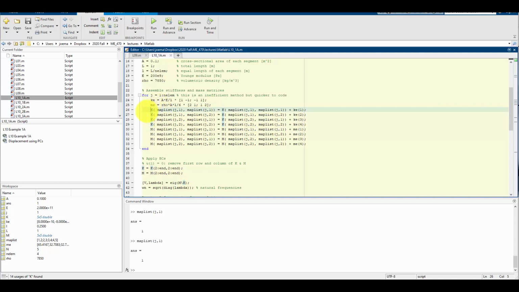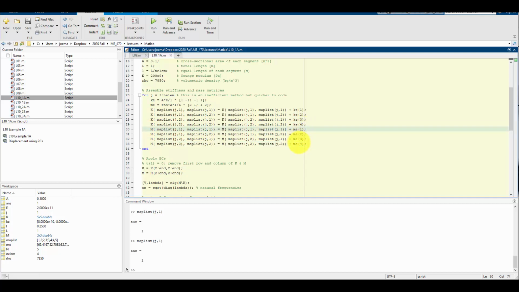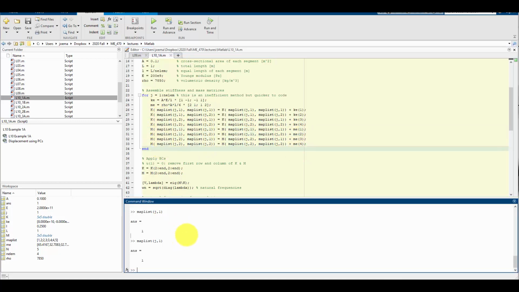So I go through all of the locations in the global K, capital K, and then I'm putting in the upper left, the upper right, the lower left, and the lower right of my local stiffness matrix. And then I'm going to do the exact same thing for the mass matrix. I'm going to populate where should the upper left, upper right, lower left, lower right go from the local matrix into that global matrix. So let me just see what happens here for j equals 1. And we can see how this progresses.